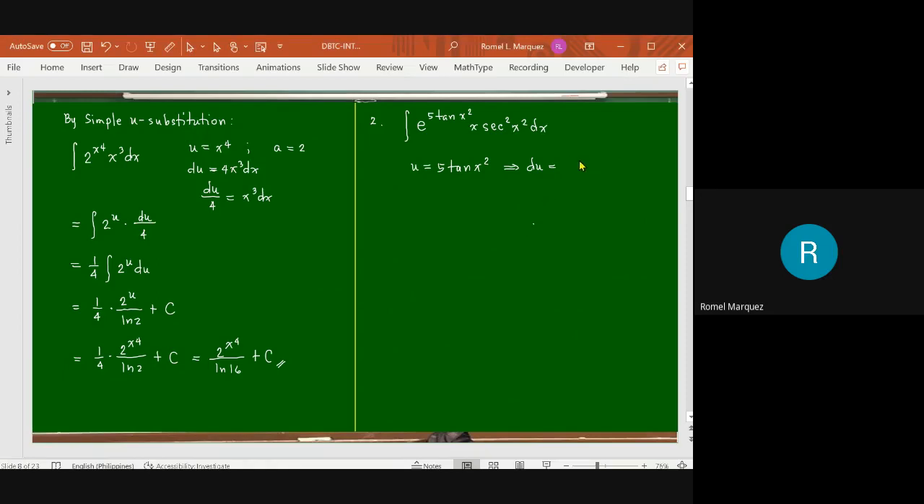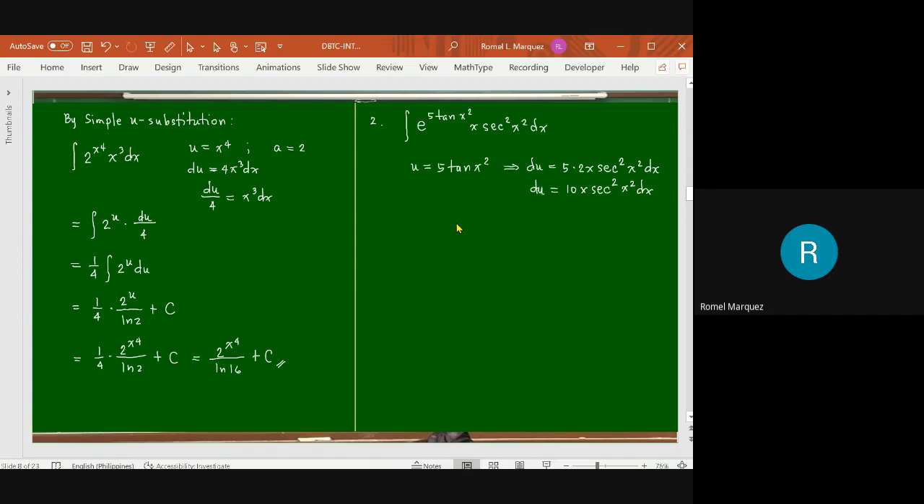What is the du, guys? It is 5 secant squared, then times the derivative of x squared, which is 2x. Then the derivative of tangent is secant squared of x squared. Then don't forget the dx because this is a differential. Simplifying, that is 10x secant squared of x squared dx.